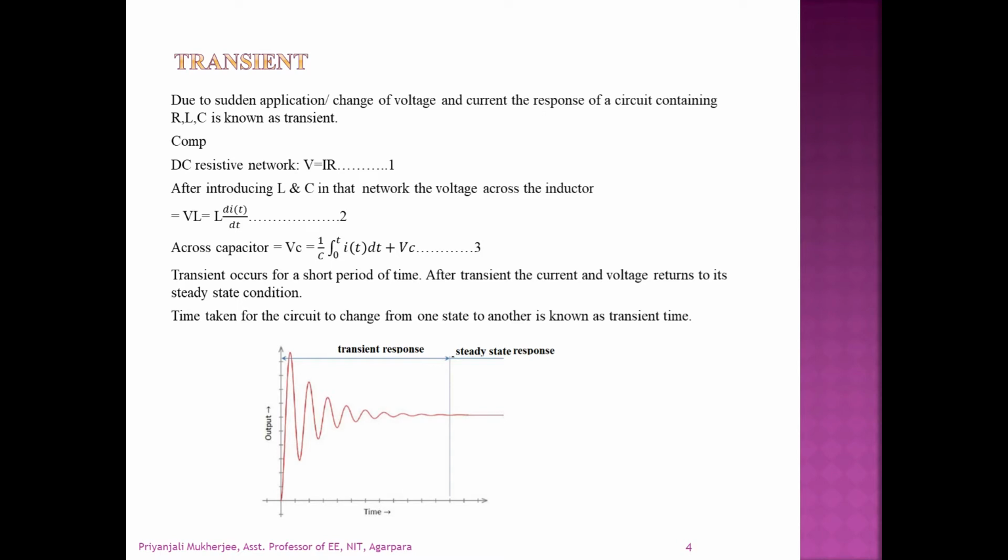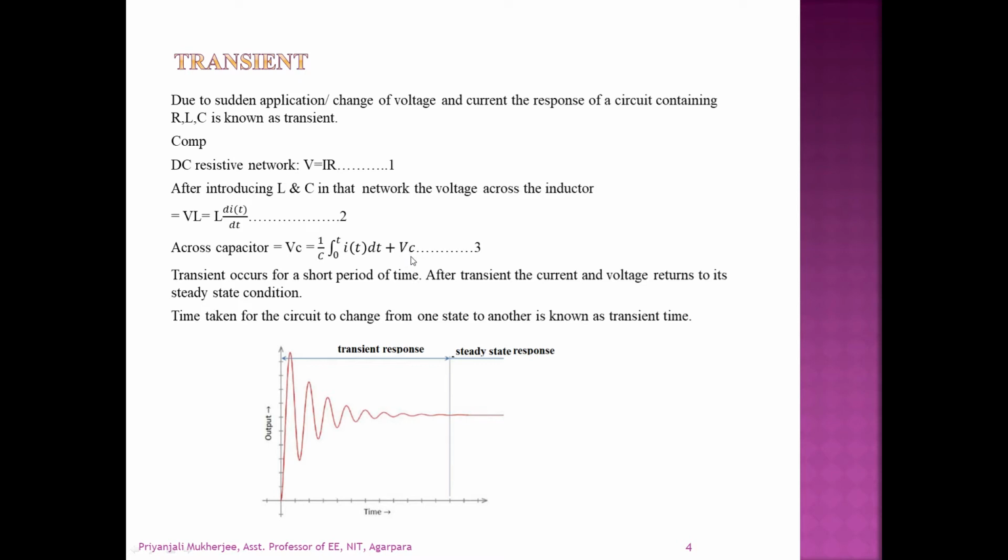Now, till now we have considered DC resistive networks in which the voltage and current were independent of time, because the relation was V is equal to I into R. Now, two passive elements, the inductor and the capacitor, are introduced in the DC network, and the voltage and current relationship for these two elements will be like this: VL, the drop across the inductor, is equal to L di/dt, and across the capacitor it becomes 1/C integral of i dt plus Vc at the t equal to 0 condition.